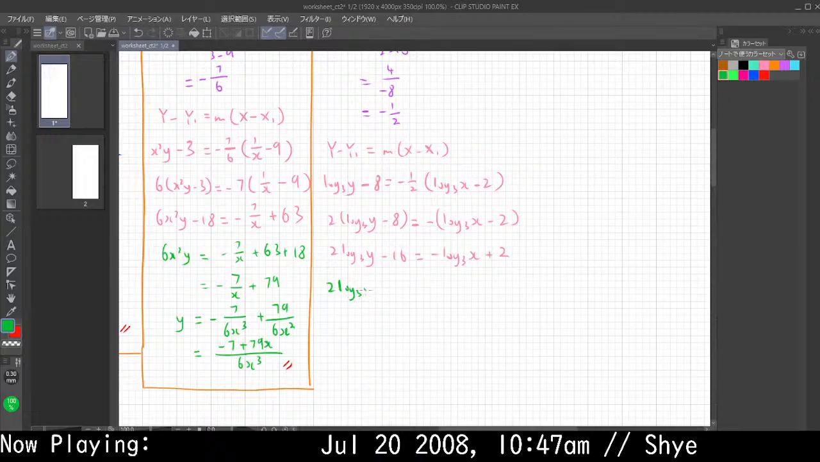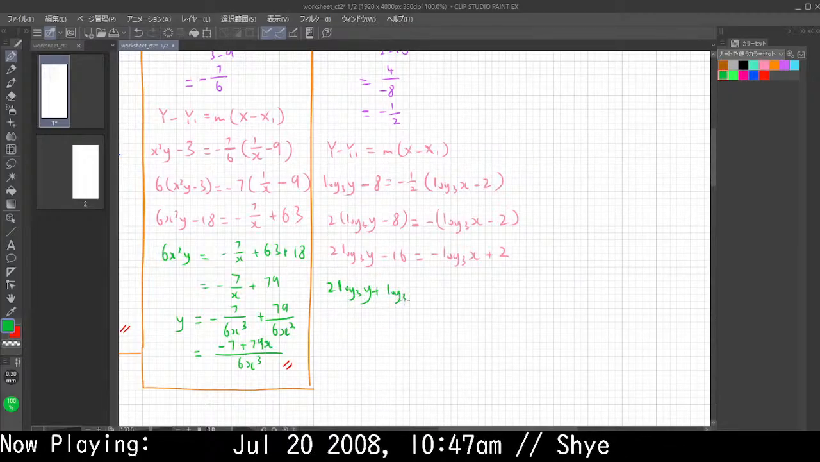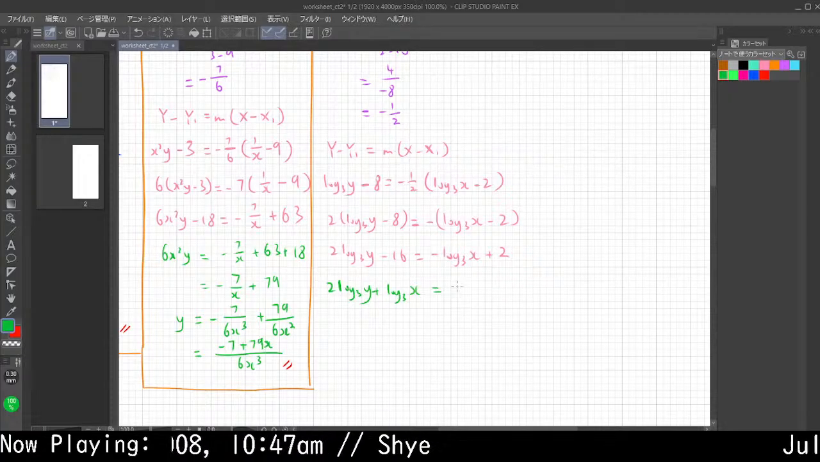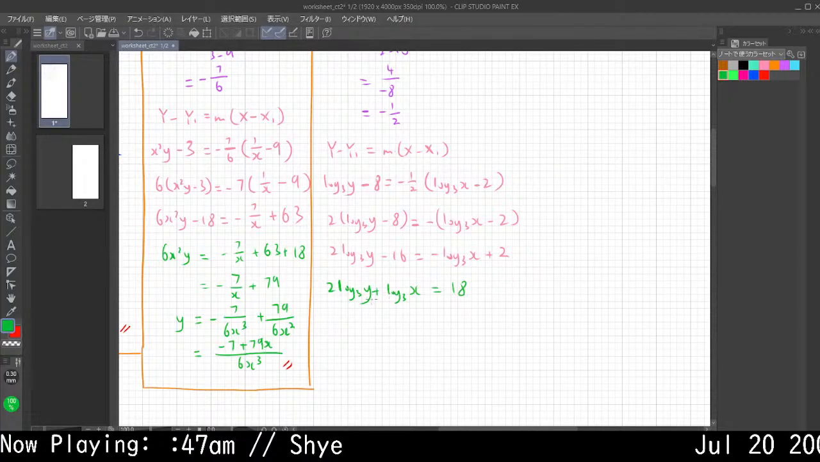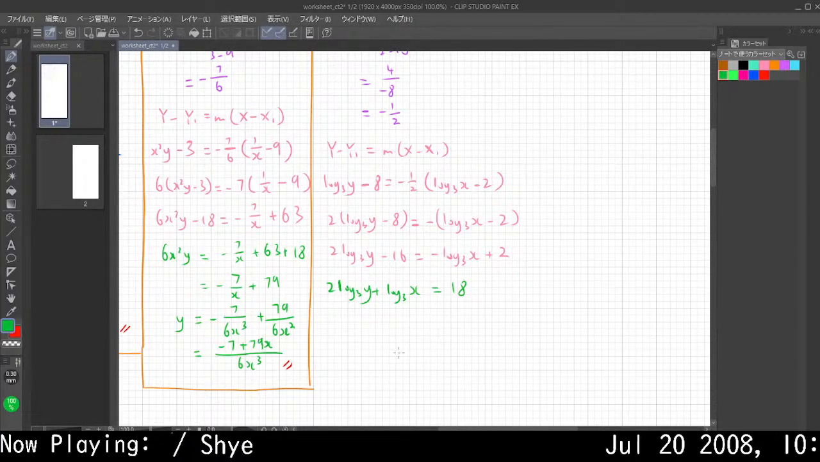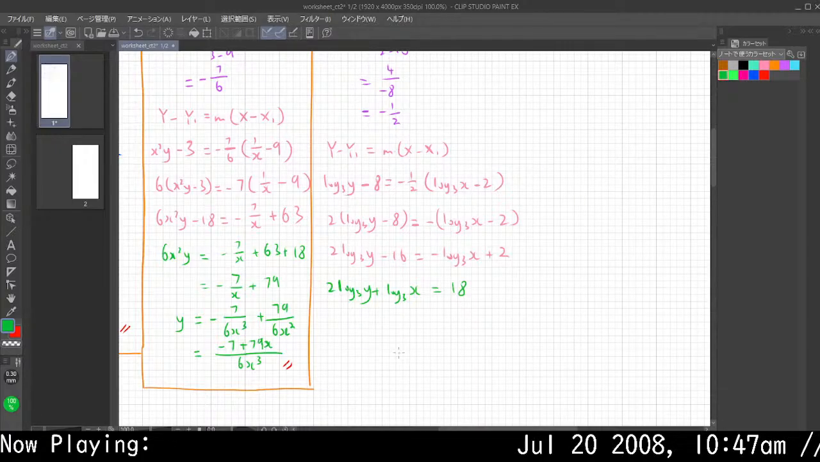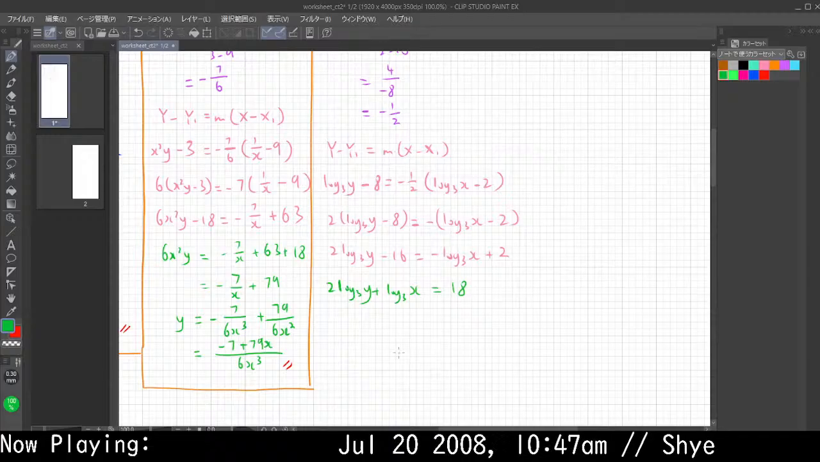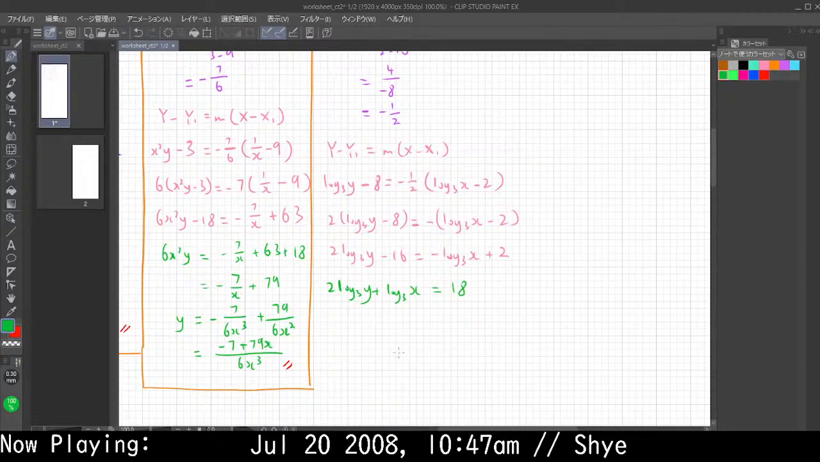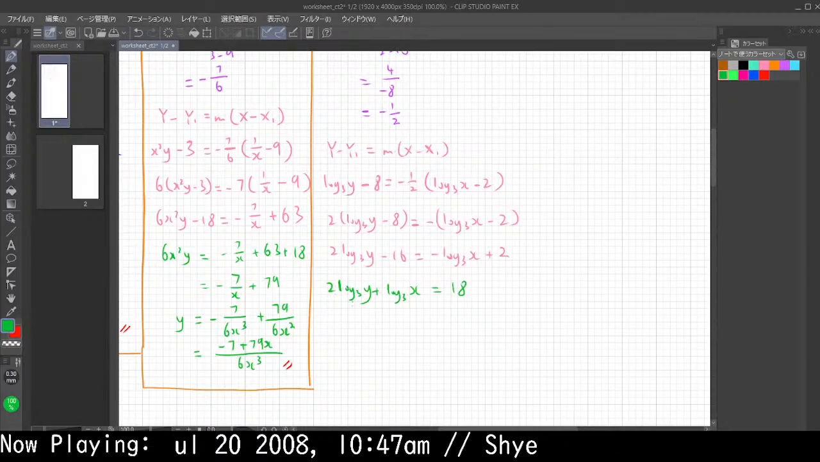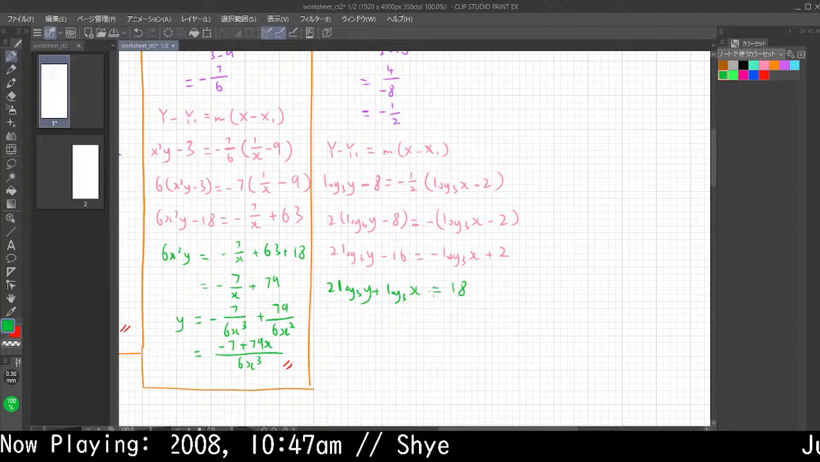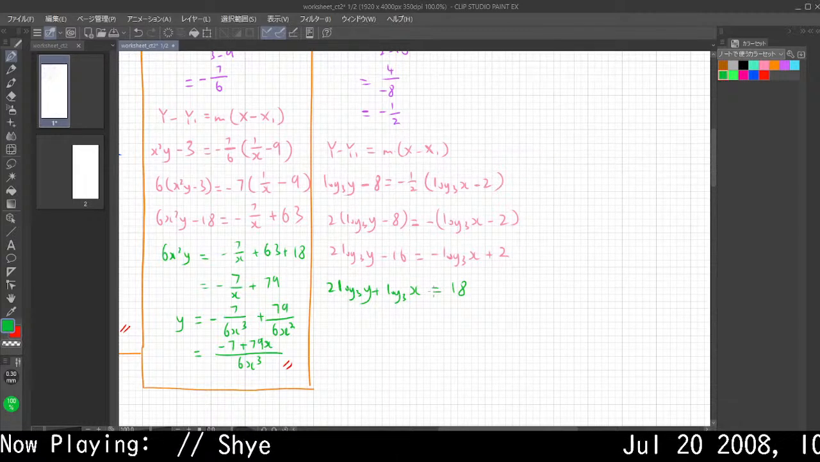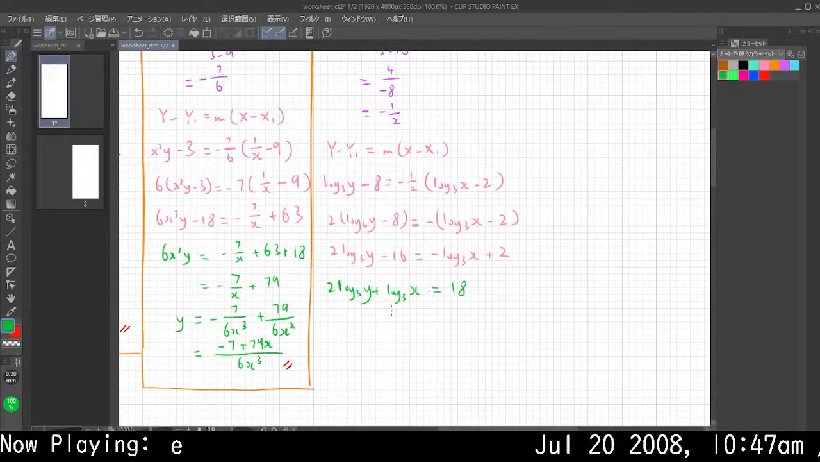2 log base 3 y plus log base 3 x equals 16, bring over 16 plus 2, 18. And then plus means multiply. So if both logs have the same base, plus becomes multiply, minus becomes divide. So this is plus, so it's multiplied.